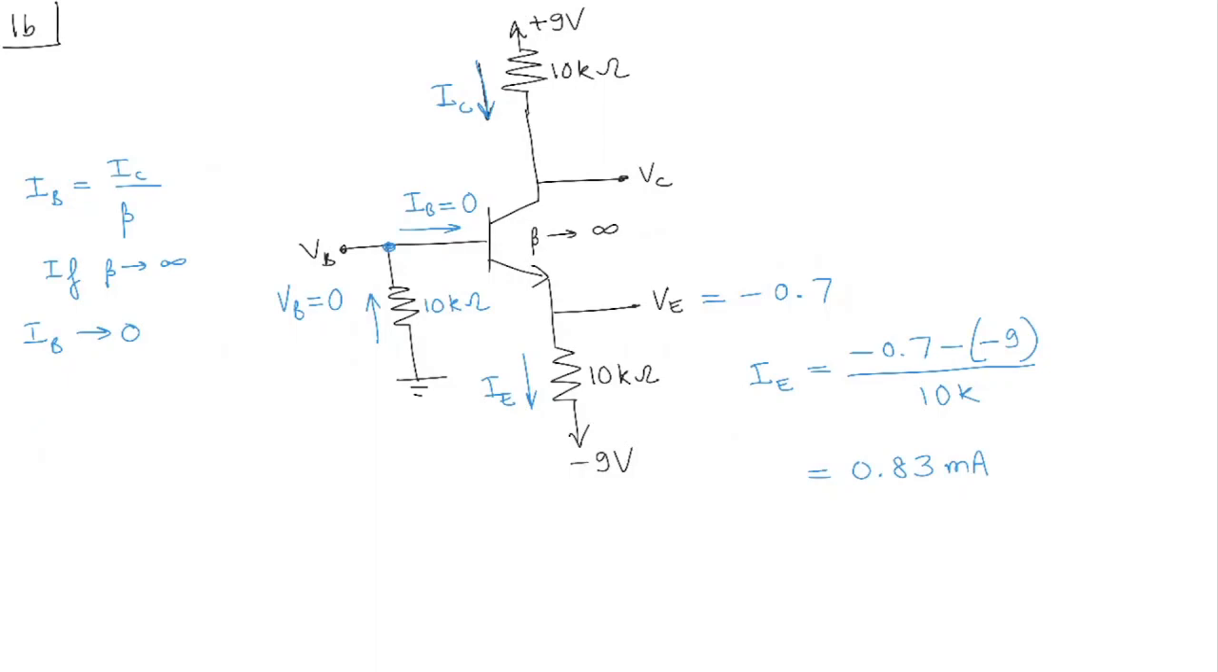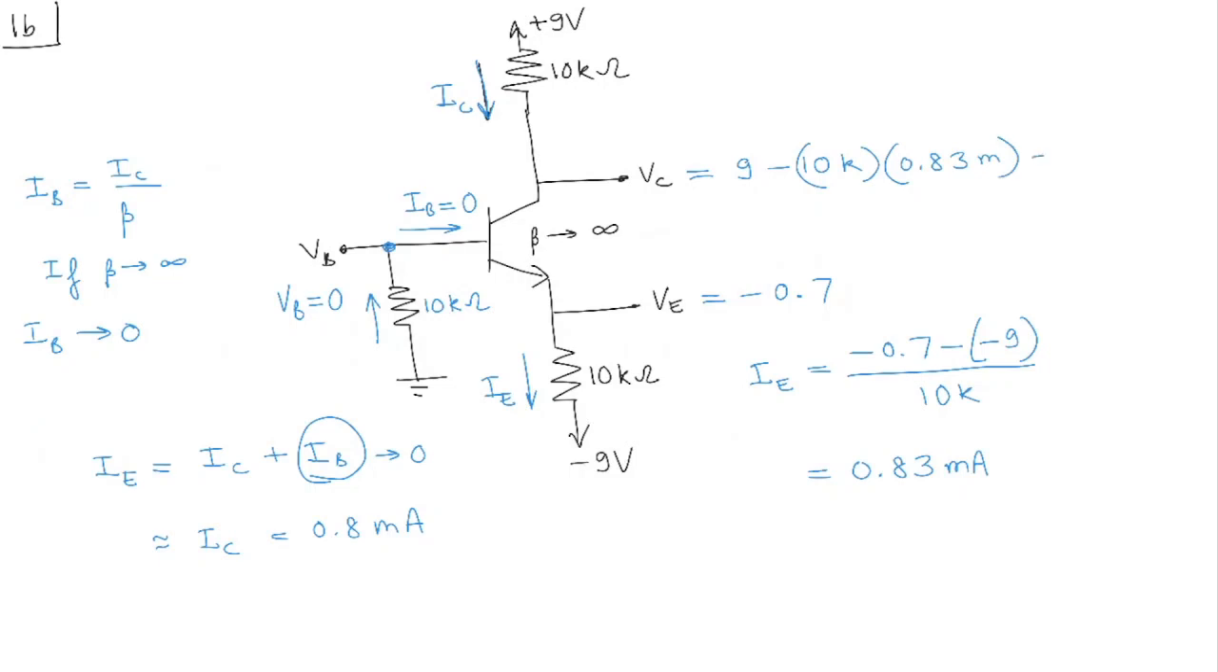Right? Now, if IE is 0.83 milliamperes, what is IC going to be? Now remember, IE is equal to IC plus IB, and because beta is very large, this IB we said tends to 0. Therefore, IE is equal to IC, which is equal to 0.83 milliamperes. And if you know IC, we can calculate VC, right? 9 minus 10k times 0.83 milliamperes, which will turn out to be what? 0.7 volts. That's right.